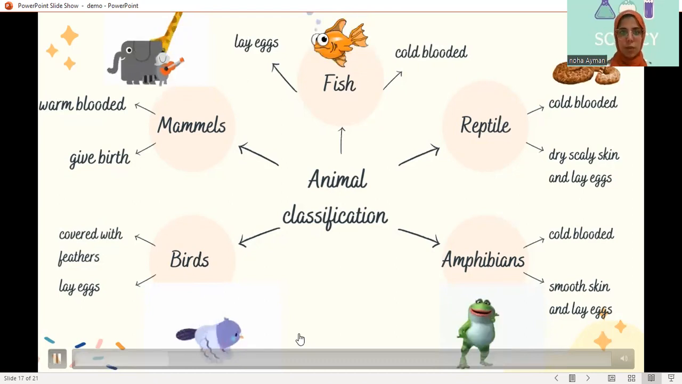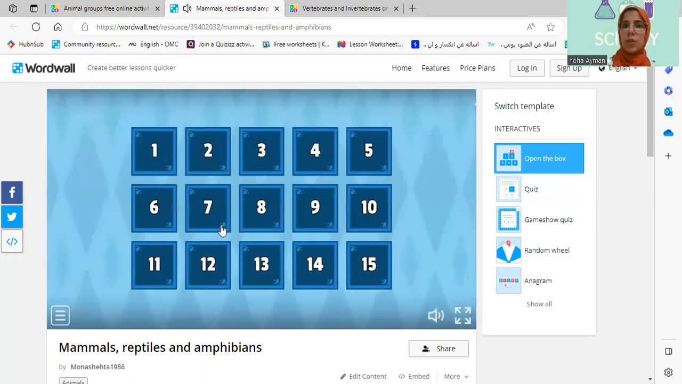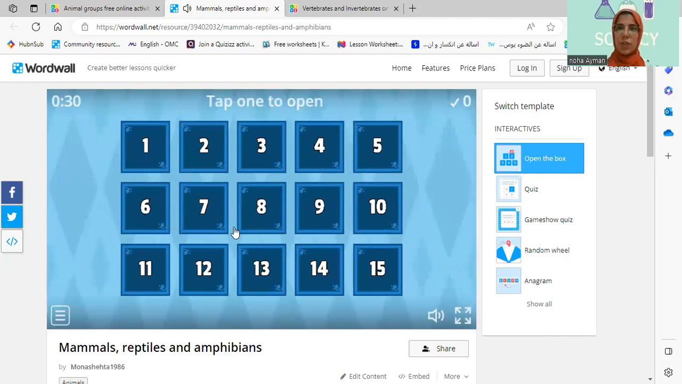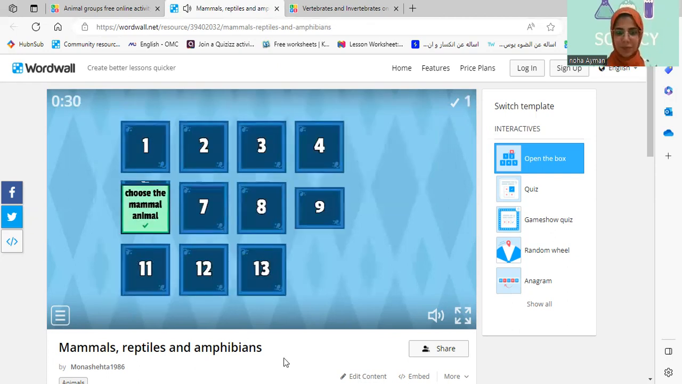So now we are going to play a small game. You will choose a number and answer the question. For example, I will go with number 6. Okay, choose the mammal animal. Well, the frog, Mr. Frog, or the cat, or the hen. The answer can't be the frog because frogs don't give birth, they lay eggs. And the cat, what about the cat? Do they give birth? Well, yes. So that's the correct answer. Very nice.